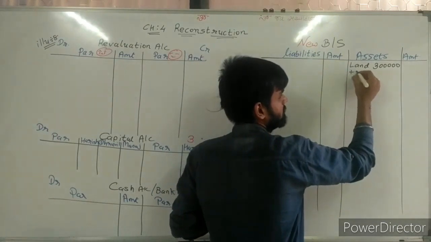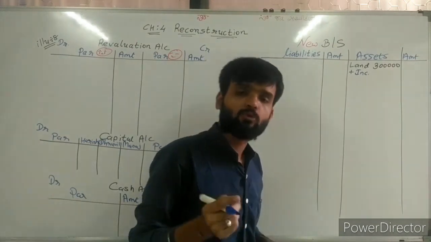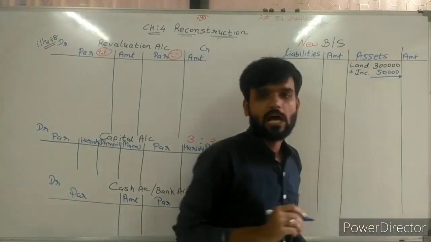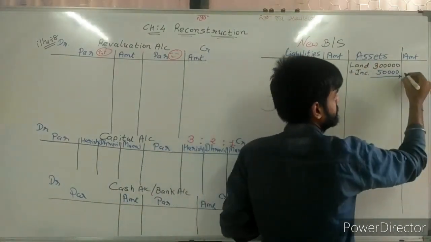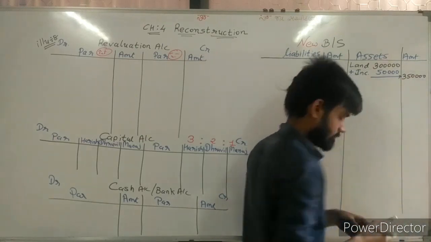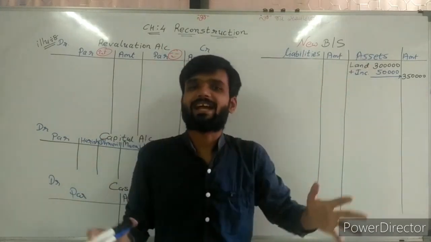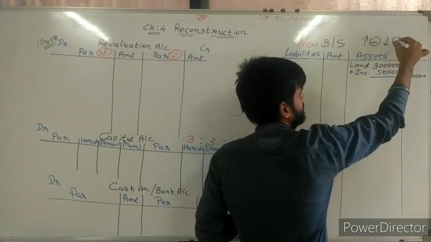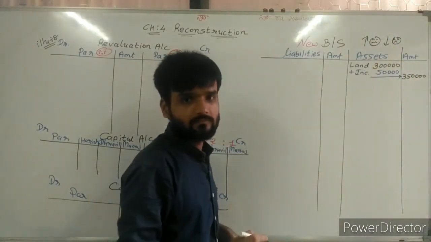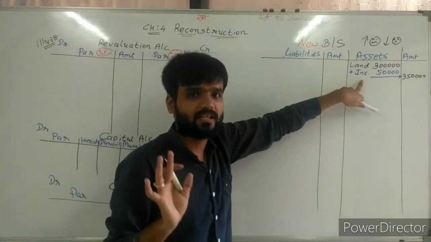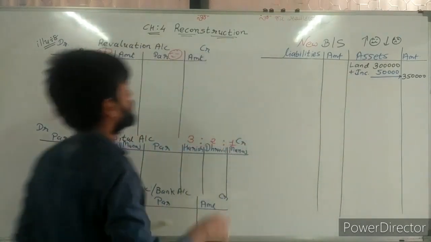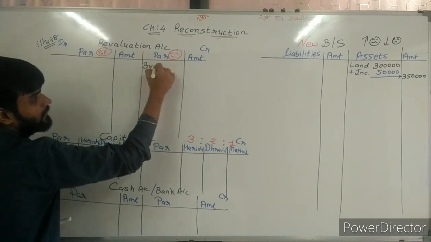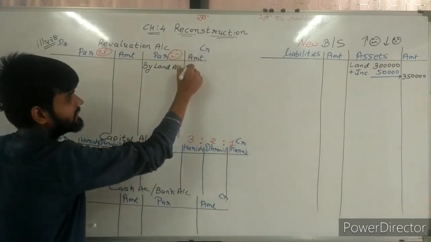Increase means plus. Up to 3,50,000 means we need to increase 50,000. So in the outer column we write 3,50,000. This is my first step. Now think, happy or sad? Simple, asset increase. Increase, happy; decrease, sad. So here happy, 50,000 asset increase. So write down on the happy side, revaluation account, credited: By land account, 50,000.